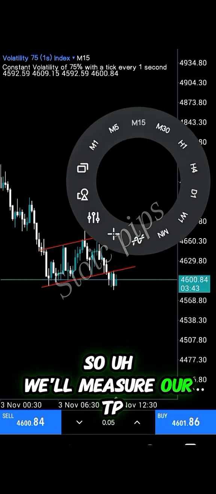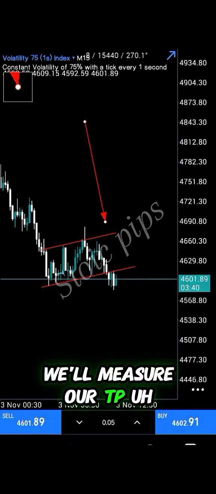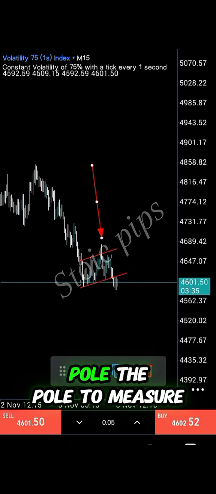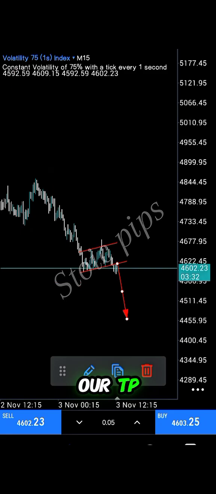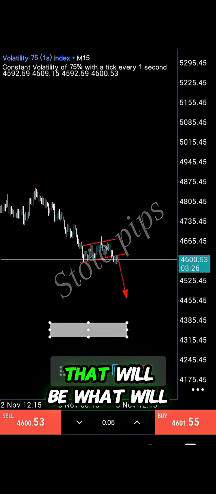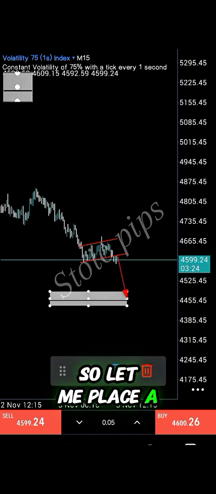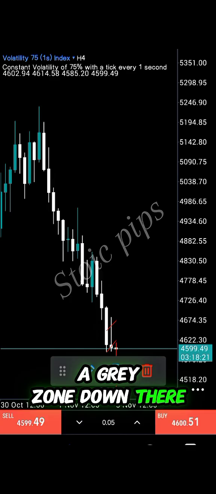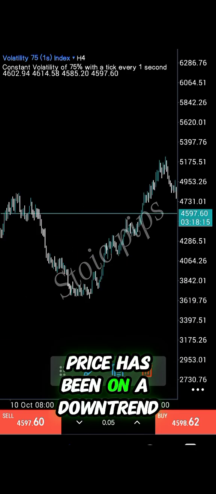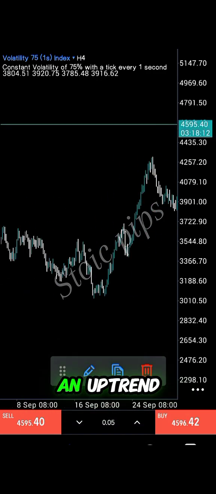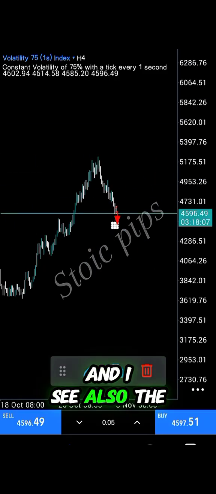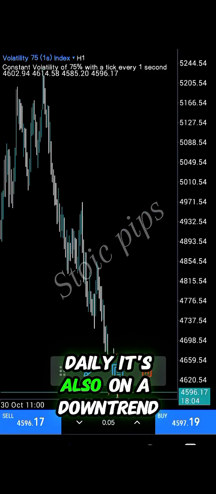So we'll measure our TP. What we are targeting. So we'll use the pole to measure our TP. Yeah, so that will be what we'll be targeting. So let me place a gray zone down there. As you can see, price has been on a downtrend. It was actually on an uptrend, but on the lower time frame it's on a downtrend. And I see also I think on a daily it's also on a downtrend.